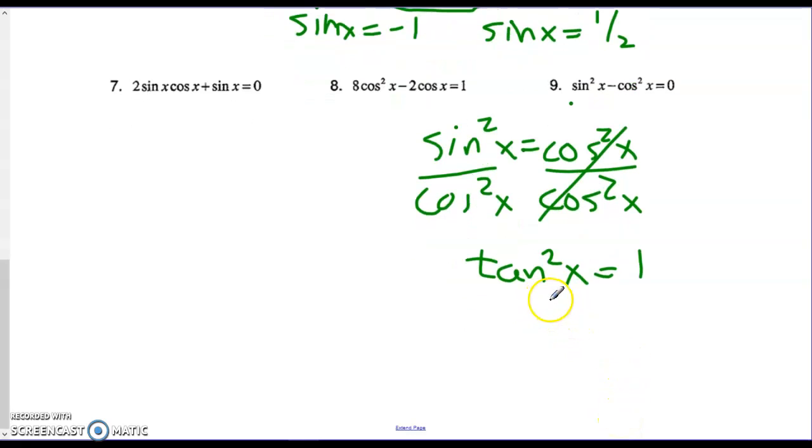And then from this, we're able to appropriately solve for when the tangent function is equal to 1. You can finish that out by using our unit circle, but it should be pi over 4 and 5 pi over 4.